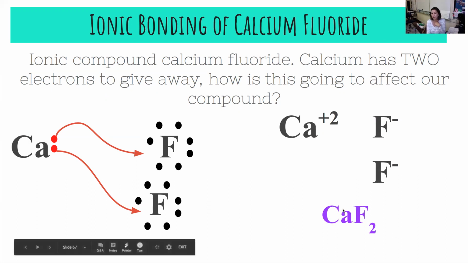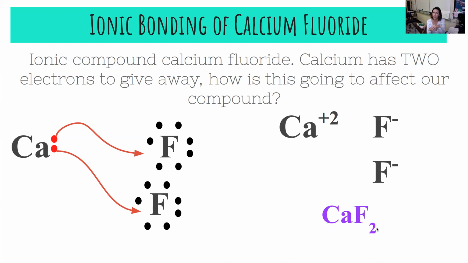So ultimately it ended up being CaF2. So that's where we get the ratio from. How many does it take for everybody to meet the octet rule? That's where that magic number 8 comes in.